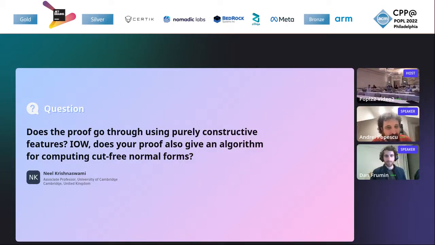Okay. Does the proof go through using purely constructive features? In other words, does your proof also give an algorithm for computing cut-free normal forms?